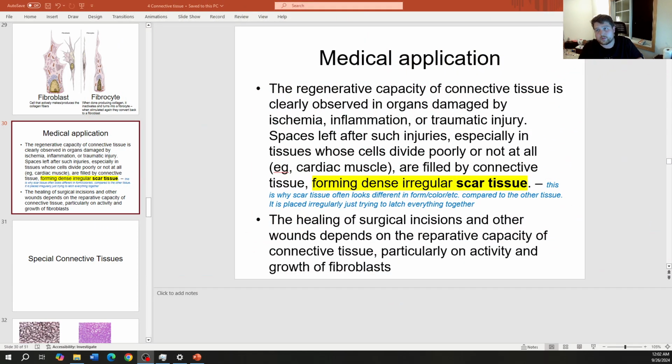Anybody who has a scar, especially a post-surgical scar, you can see they're different. As chiropractors, I'm going to get into a little bit of medical application with this as well. We need to give special consideration to scars and the way that they affect the movement of the body.